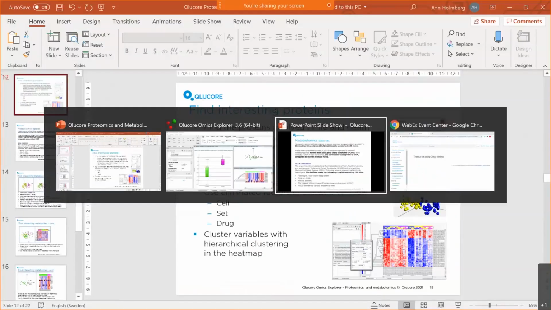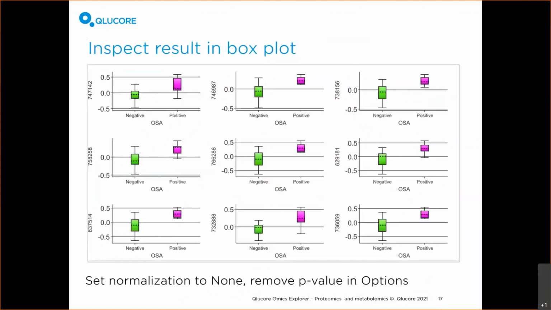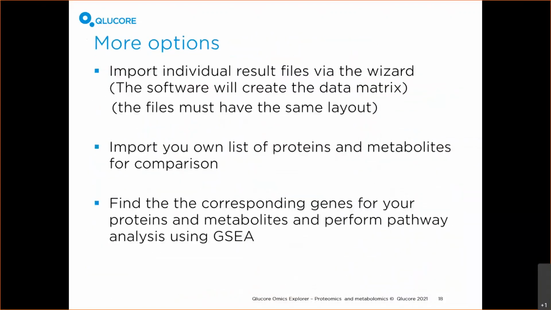Okay, so let's see where we are. We're almost done. So some more options that you have. Either you have a big data matrix that you bring in, but sometimes you also have individual result files. We can bring them in even if they don't have the same proteins in them. We will create the data matrix. The requirement is that the files must have the same layout.